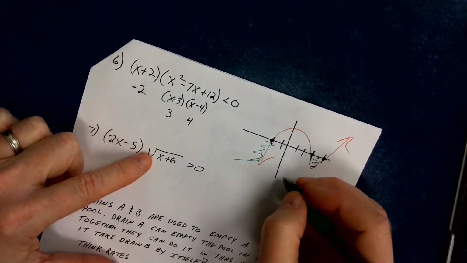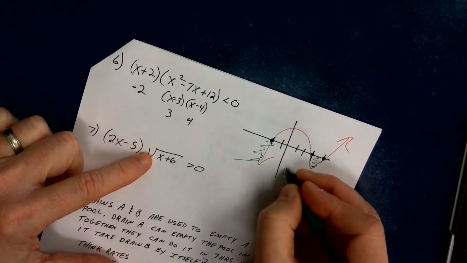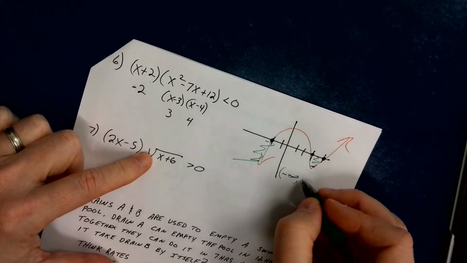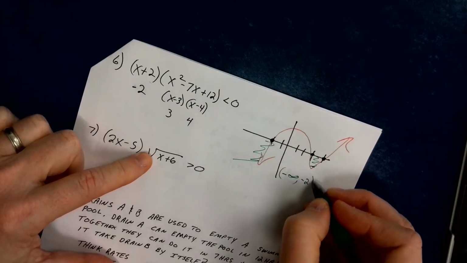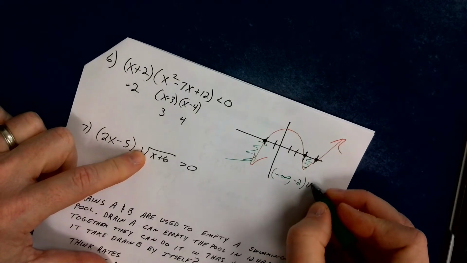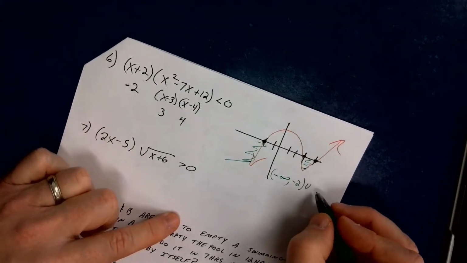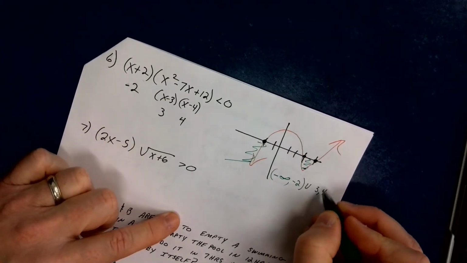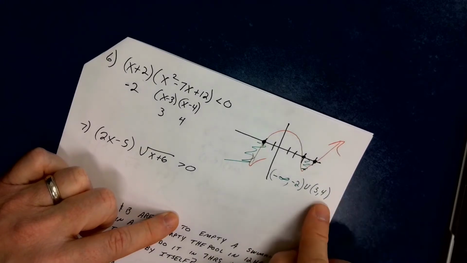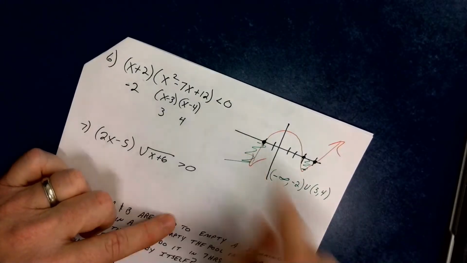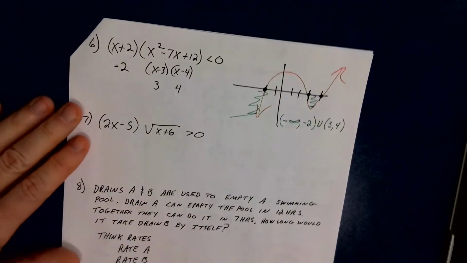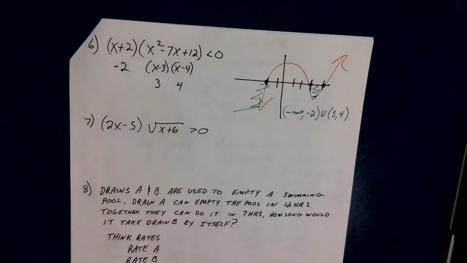So how do I write that? From negative infinity to -2, union from 3 to 4. Parentheses, parentheses, no brackets because there's no dash underneath. Okay, leave that there for just a second.